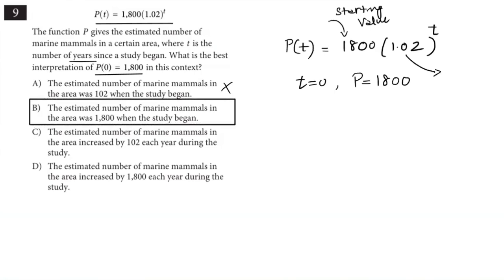So let's look at the rest of the statements as well. C, the estimated number of marine mammals in the area increased by 102. No, it's by 2%. D, the estimated number increased by 1800. No, this is wrong as well. So B will be your correct answer.